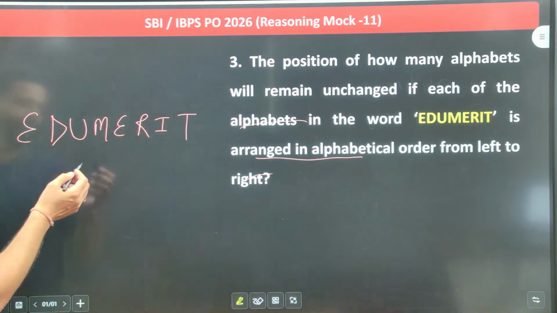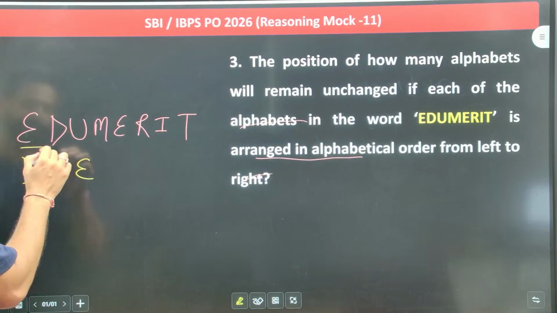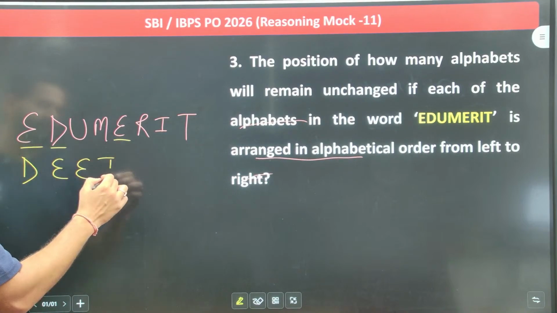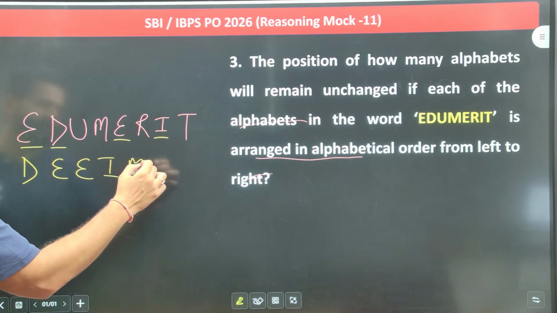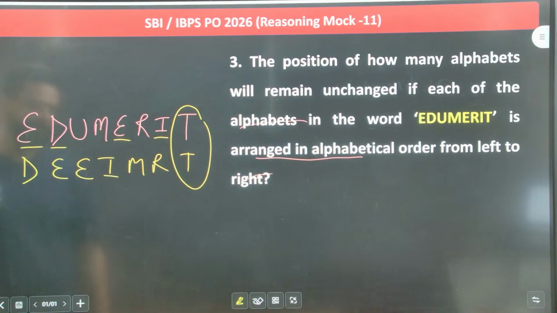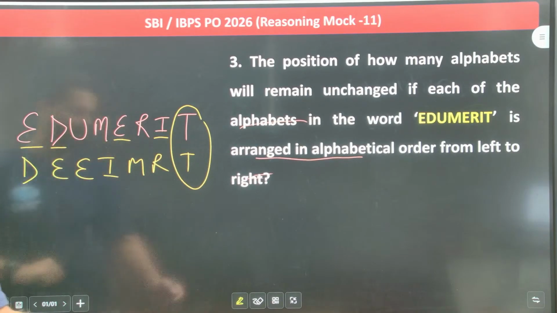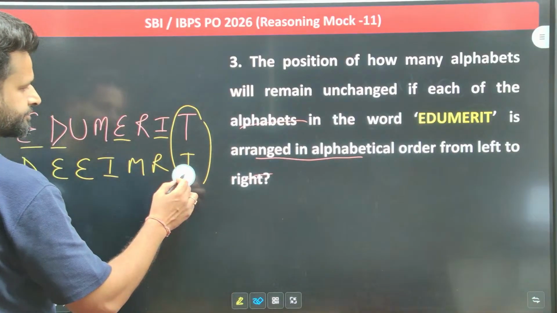So first of all, there is no A, B, C. This will be D. Then 2 times E, F, G, H, I, J, K, L, M, N, O, P, Q, R, S, T. T is at its original place. Only T is there, na? I forgot something. I think M, U, T, U will also be there, na?